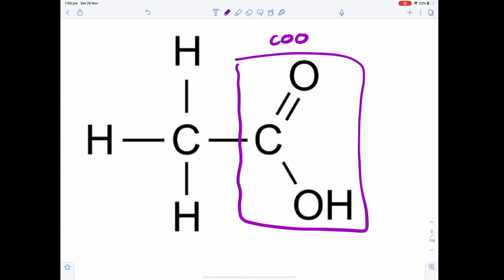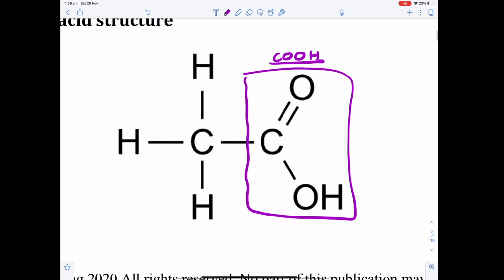Yeah, we call this the carboxylic acid functional group, or the COOH functional group. Does that make sense? Very good. Good. Look, any questions so far?